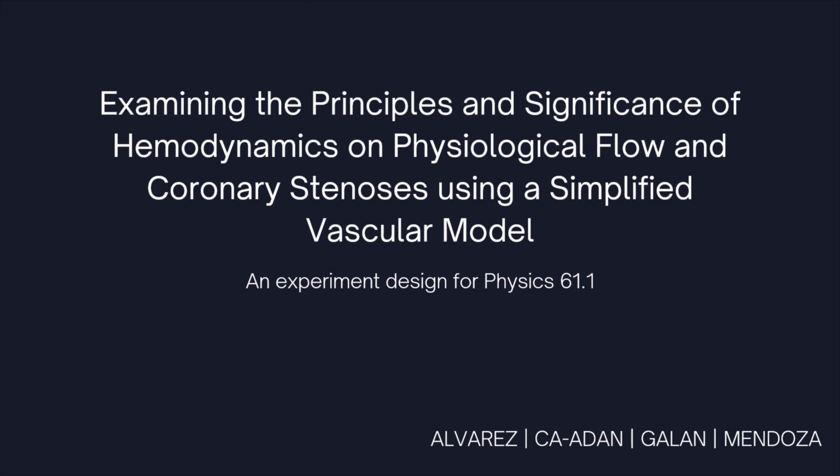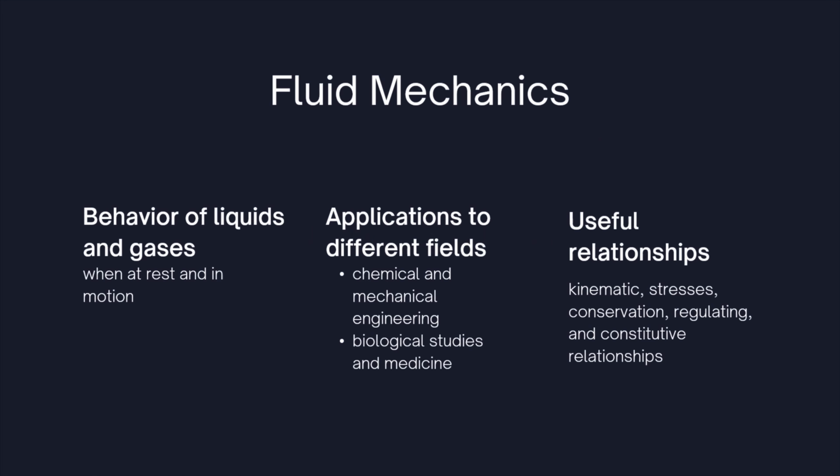Fluid mechanics studies the behavior of liquids and gases as well as the forces that are involved when they are at rest or in motion. Its study can be applied to a wide range of fields, including but not limited to chemical engineering, mechanical engineering, and biological systems. The five most useful relationships under fluid mechanics include kinematic relationships, which study fluid properties, stress relationships for flow properties, conservation relationships for physical properties, regulating relationships for geometric properties, and constitutive relationships, which study laws to describe the flow of fluid through mathematical descriptions and models.